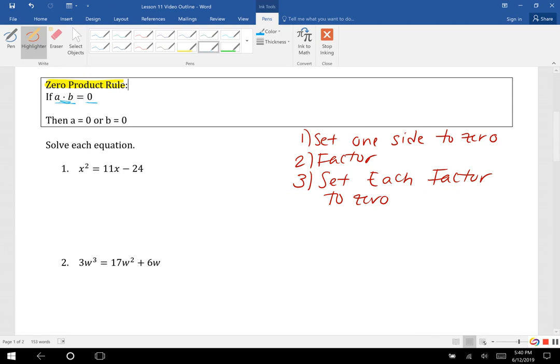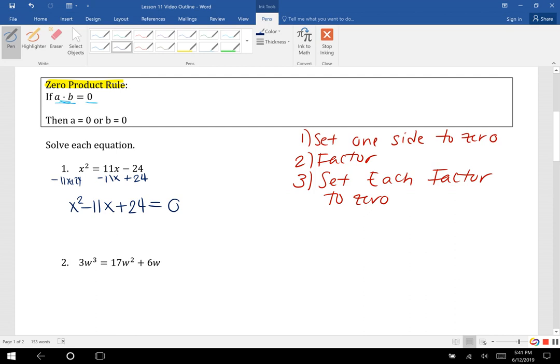So in problem 1, solve the equation. I'm going to set one side to 0. And with factoring, I usually like to have a positive x squared. And so I'm going to make sure that that largest power, the x squared, is positive by taking everything on the right-hand side and moving that over. So I'm going to subtract the 11x and add the 24 to both sides. And that gives me x squared minus 11x plus 24 equals 0.